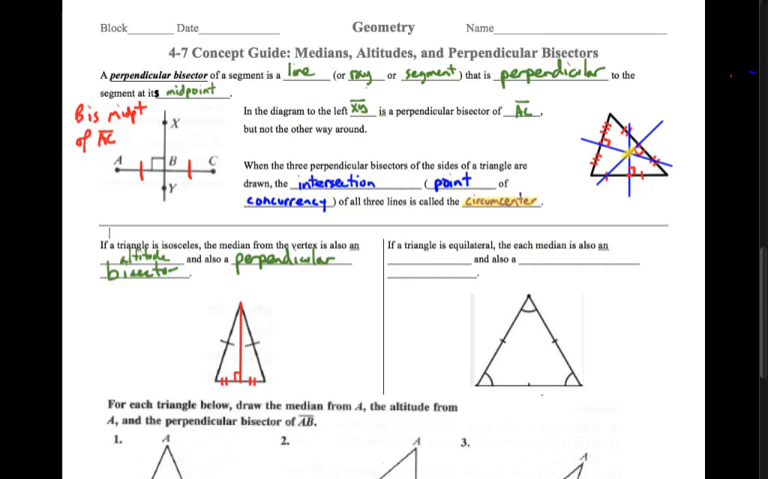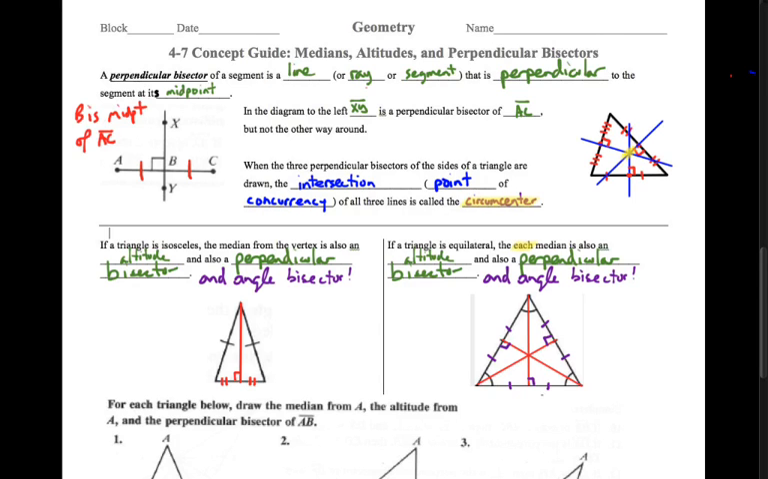If you happen to be talking about an equilateral triangle, each median is an altitude and a perpendicular bisector. An equilateral triangle is isosceles with every pair of sides that you choose because they're all congruent. But each median, each altitude is also a perpendicular bisector. And an angle bisector. Don't forget.